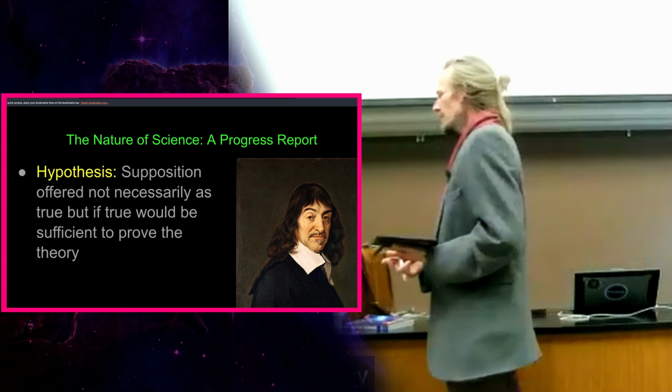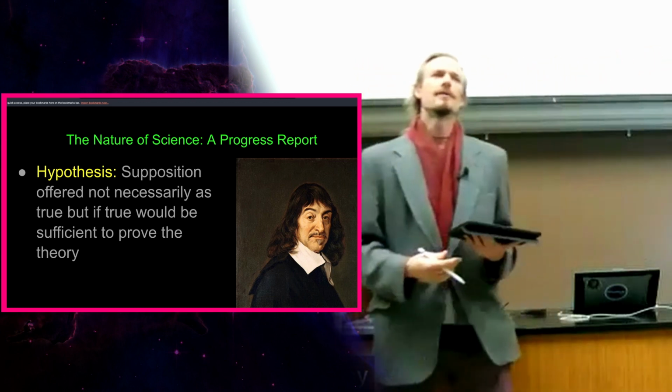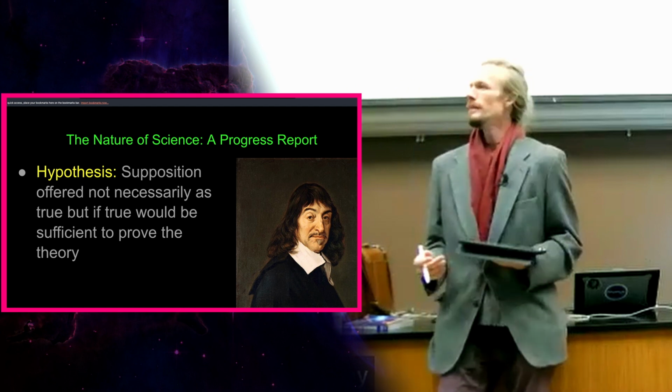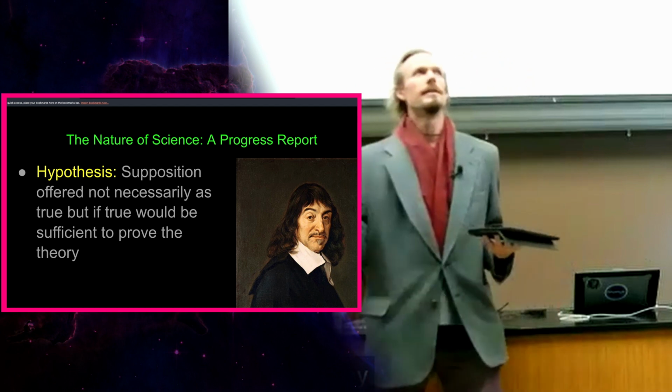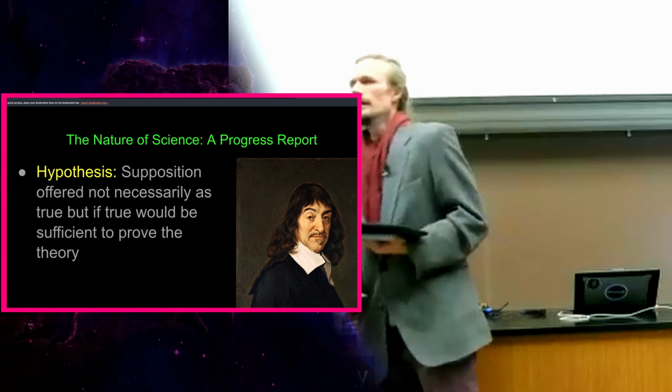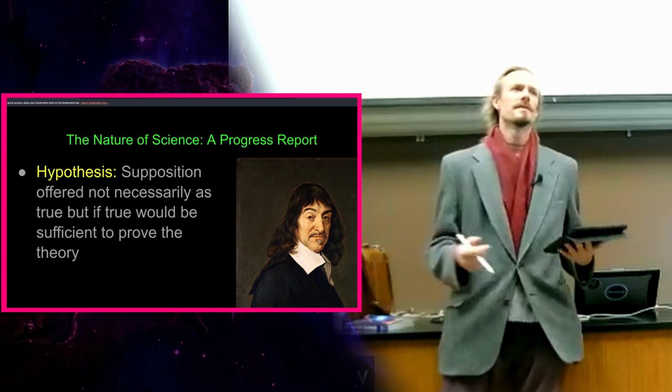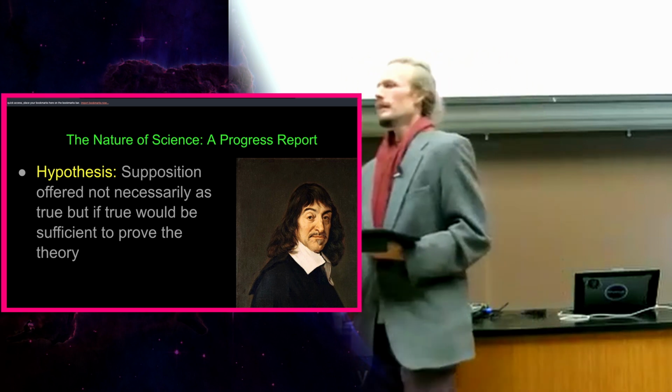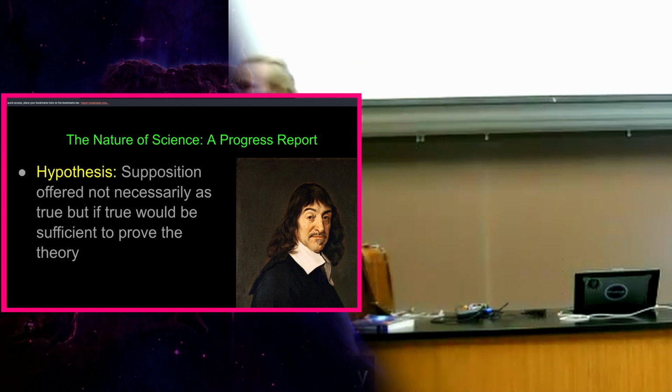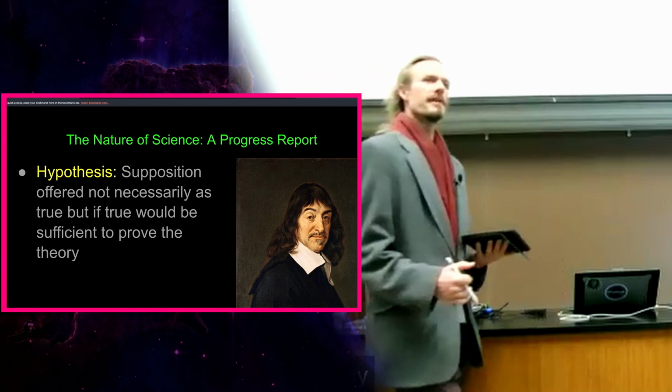It's a supposition offered not necessarily as true, but if it was true, it would be sufficient to prove the theory. So, for instance, one hypothesis for why the planets go around the sun would be Einstein's: the space itself is warped in some way. That's a hypothesis, okay? If it proved out to be true, then there you go. It proves the theory.